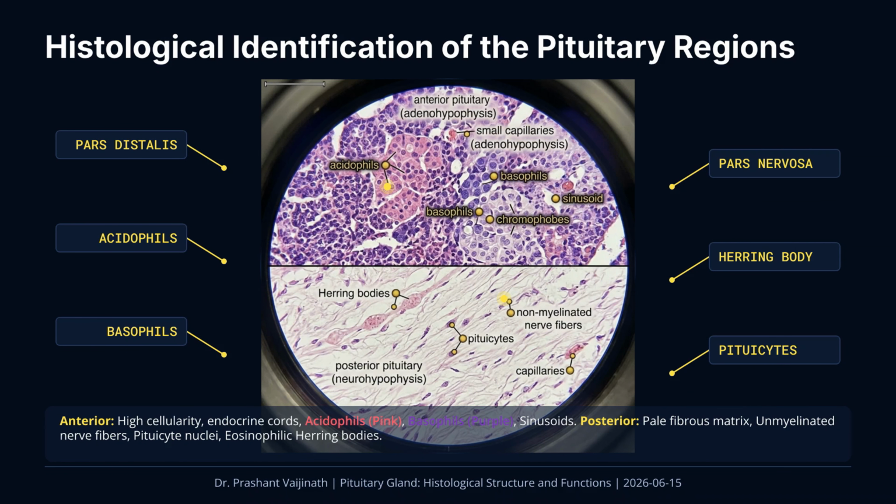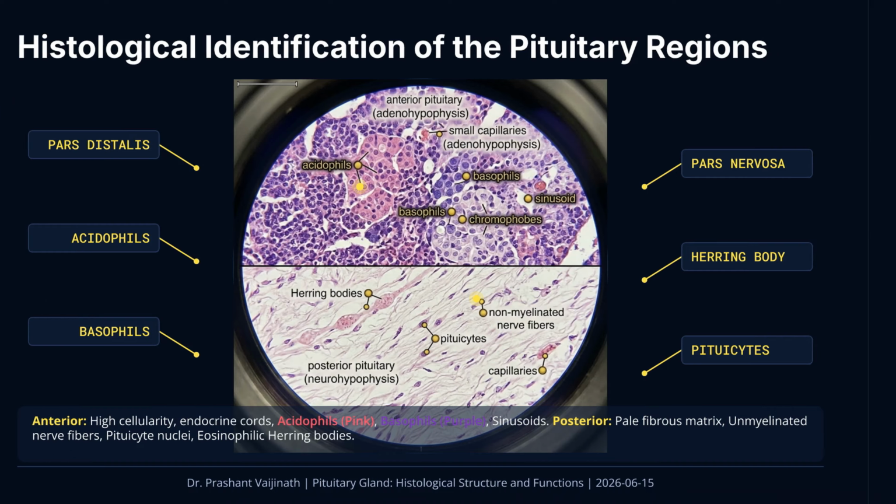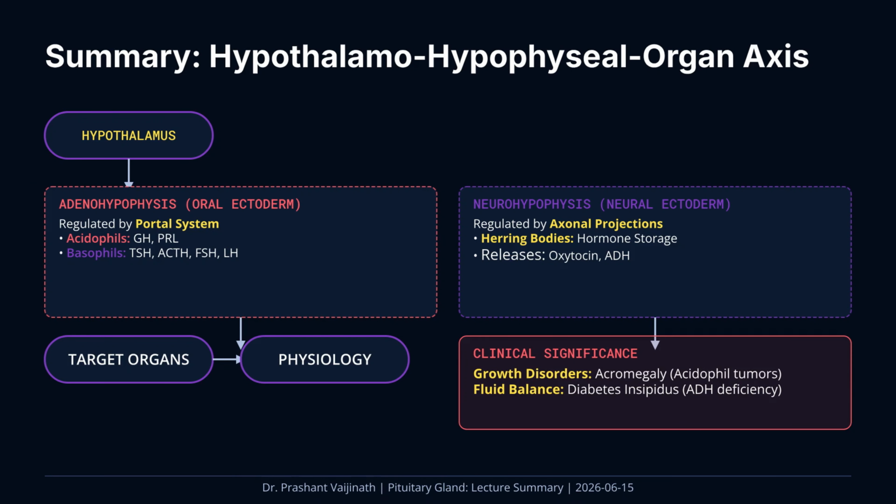The anterior pituitary is cellular with acidophils and basophils, while the posterior pituitary is fibrous, containing unmyelinated axons and herring bodies. In summary, the pituitary gland's dual origin results in specialized functions: the anterior pituitary's hormonal secretions via the portal system, and the posterior pituitary's neurohormone release via axonal projections. Understanding these axes is vital for endocrine diagnosis.